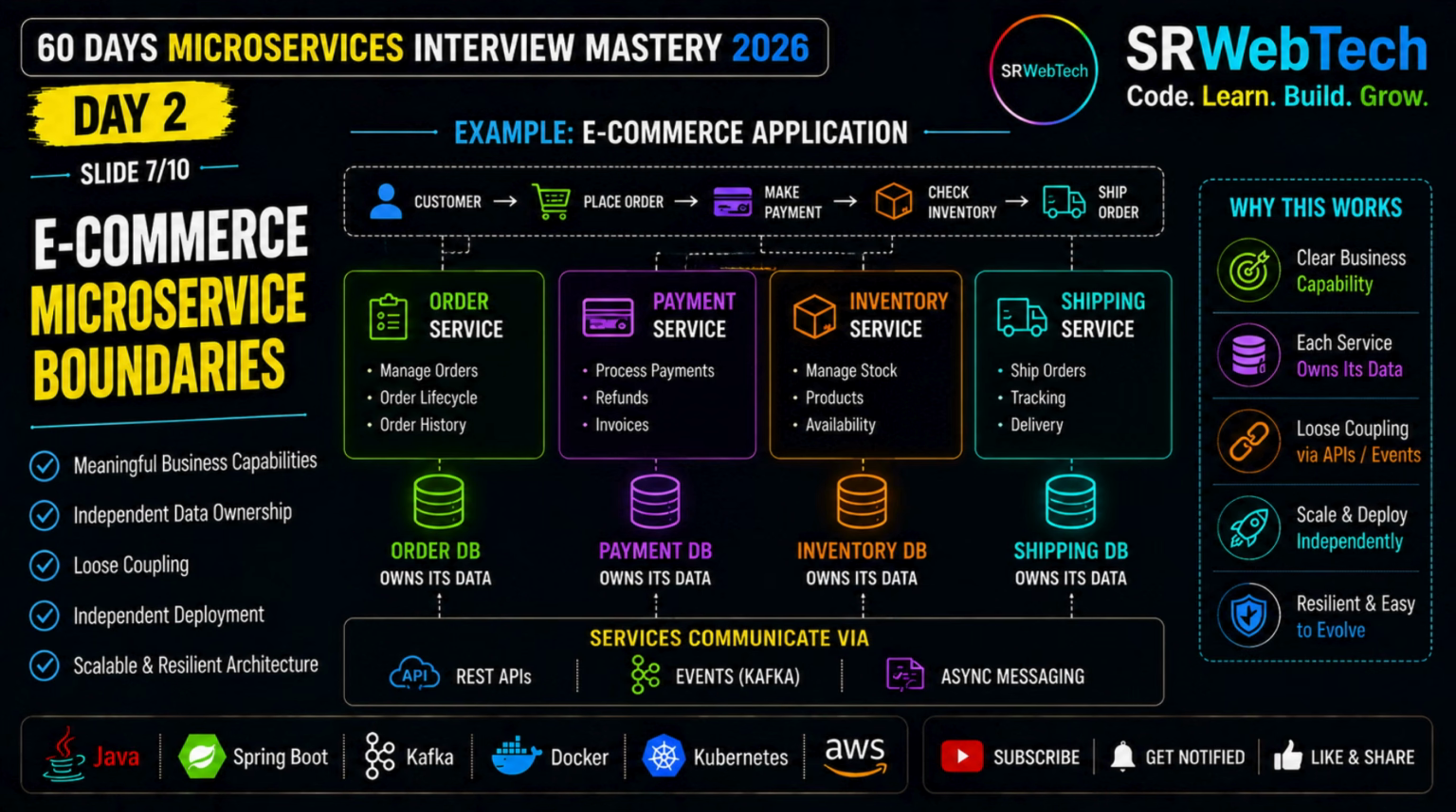Consider this e-commerce example. Order, payment, inventory, and shipping can represent separate business capabilities. Each service owns its business rules and data, and can evolve and scale independently. The exact boundaries depend on the business domain, team ownership, transaction requirements, and expected change. There is no universal service size. The goal is to create cohesive services with clear responsibilities and minimal coupling between them.